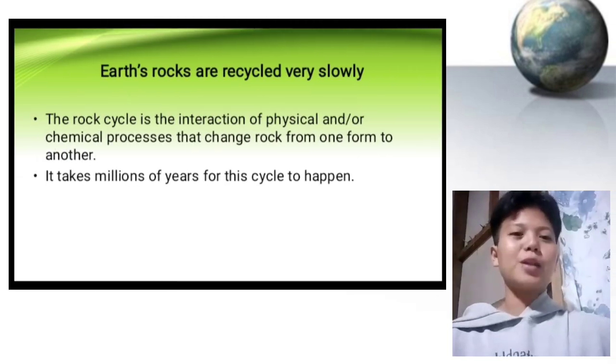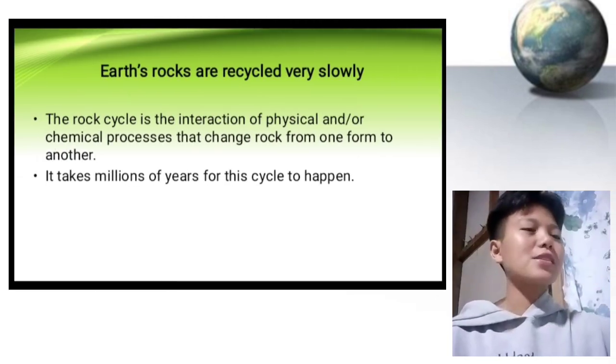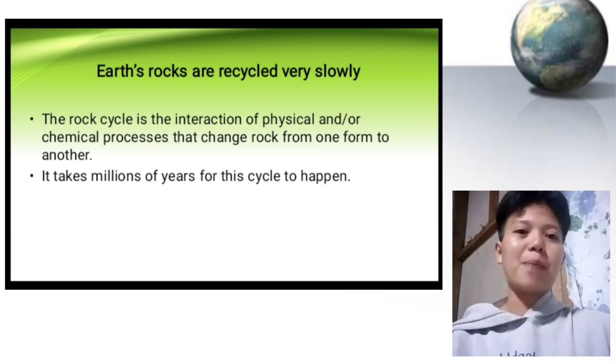Earth's rocks are recycled very slowly. The rock cycle is the interaction of physical and chemical processes that change rock from one form to another. It takes millions of years for this cycle to happen.